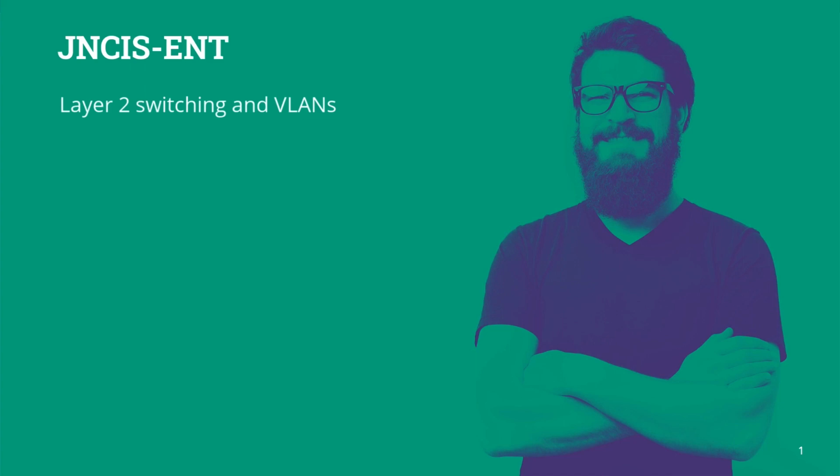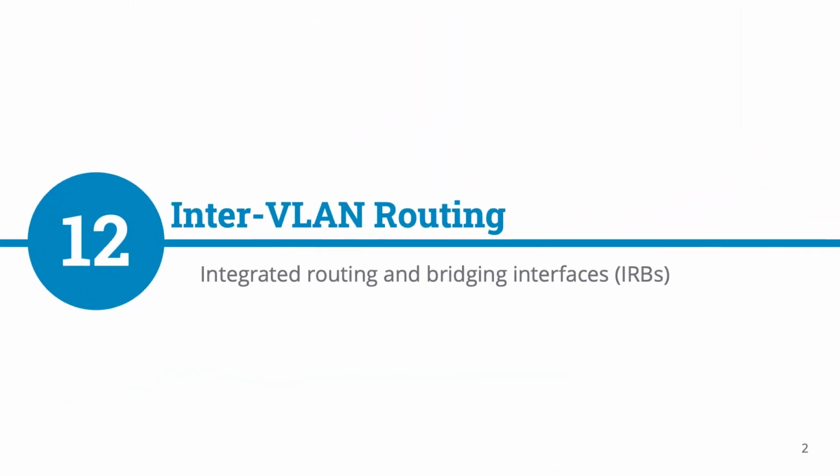In this section of the course, we're reviewing Layer 2 switching and VLANs, where we're covering Layer 2 switching mechanisms and Ethernet switching configurations in Junos. In this lesson, we'll be covering inter-VLAN routing.